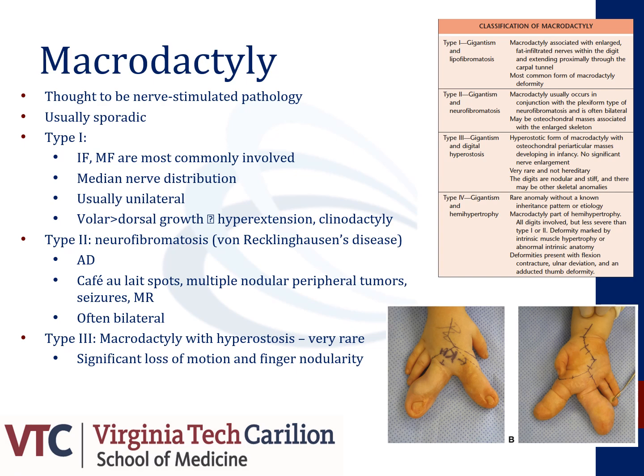Type 2 macrodactyly involves neurofibromatosis. Type 3 is hyperostotic with nodular enlargement of the digit and severe limitations in motion. And finally, type 4 involves overall gigantism that may impact the entire limb or the entire body part as well.